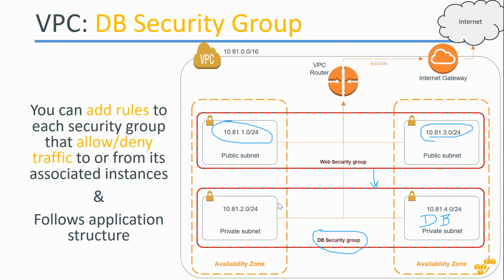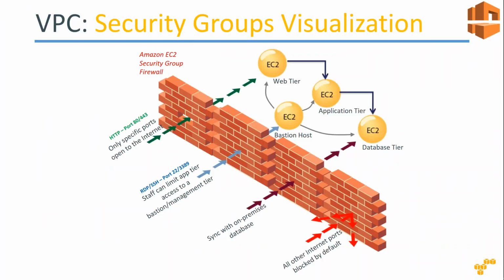Here I've shown web and DB as an example, and in case your company has a different application structure, like a middleware tier, you can go ahead and write an app security group, or an archival data security group, or a log security group. So you can follow any structure you want. It's fully flexible and customizable for you. So this is how a security group visualization looks.